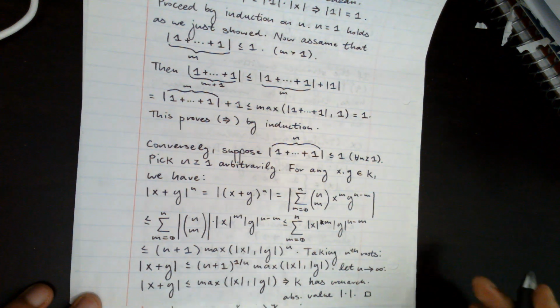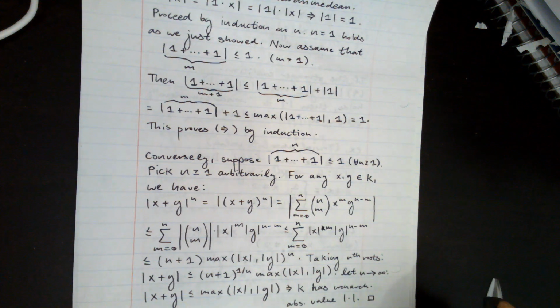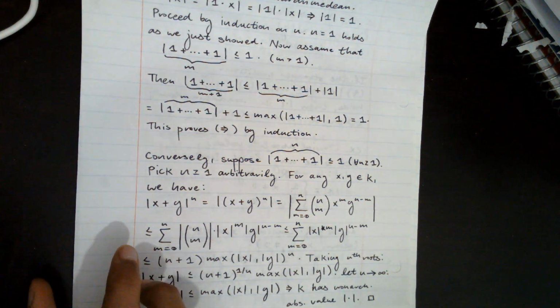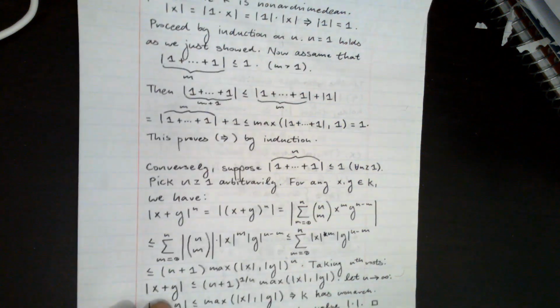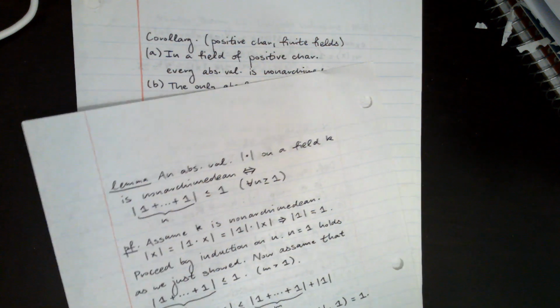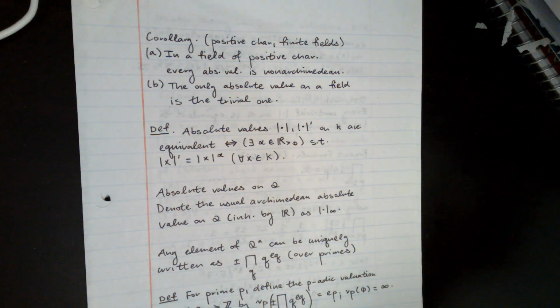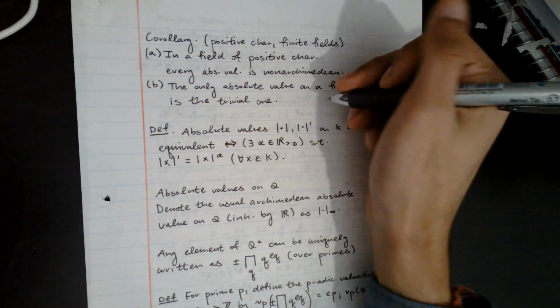Once again, I wrote some abusive notation here, but we've shown both sides of the lemma, and this proves it. Great, so what are some of the immediate consequences of this characterization? Well, two places that we can look immediately are finite fields and fields of positive characteristic. I immediately noticed that I've written this one wrong.